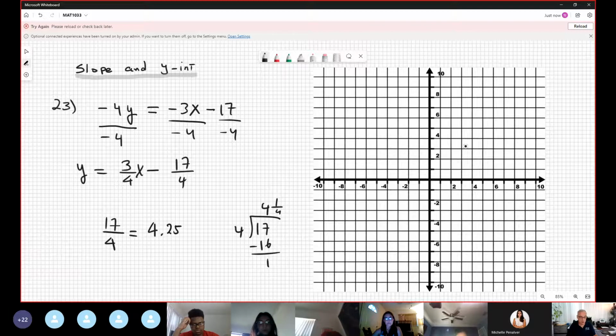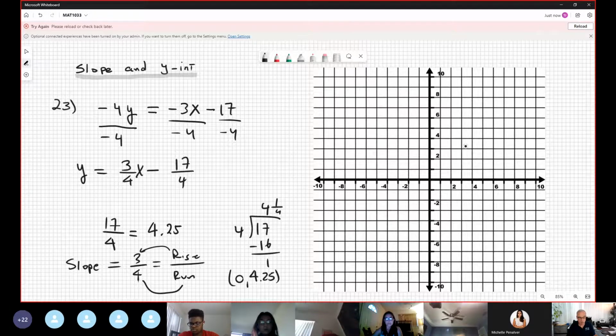So now, conclusion. What is the answer? The slope is 3 over 4. Therefore, run 4, rise 3. One more time, I see my line is going up. And the famous y-intercept is the point 0, 4.25. Boom. You plot that.